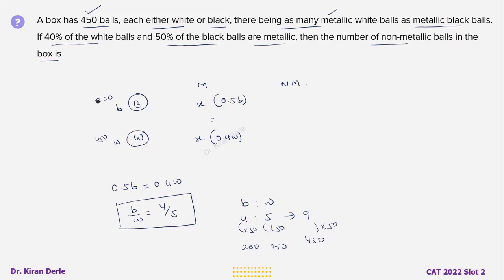Out of 200 black balls, 50% are metallic, so 100 are metallic and 100 are non-metallic. Out of these 250 white balls, 40% are metallic, that means 100 are metallic and the remaining 150 are non-metallic. What we want is the total of these two. Non-metallic balls in the box is 250. You'll type 250 here and get your marks. I hope you understood how systematically we can go and solve the question.